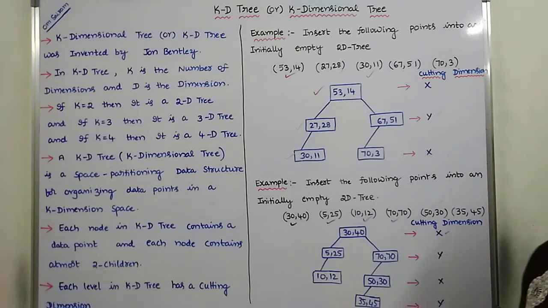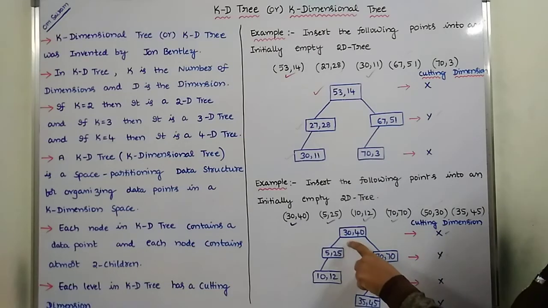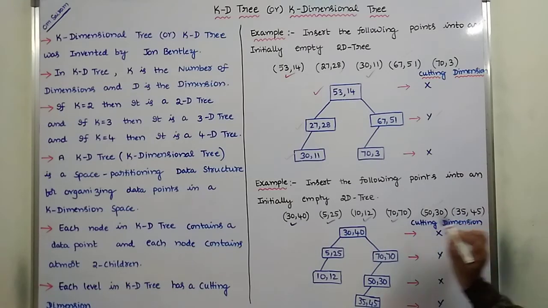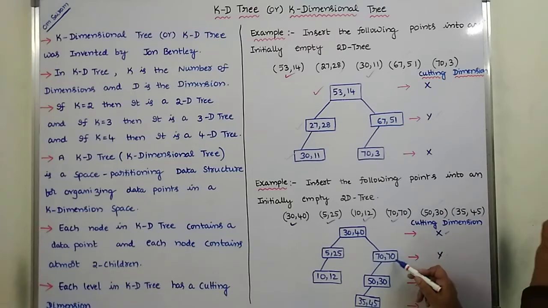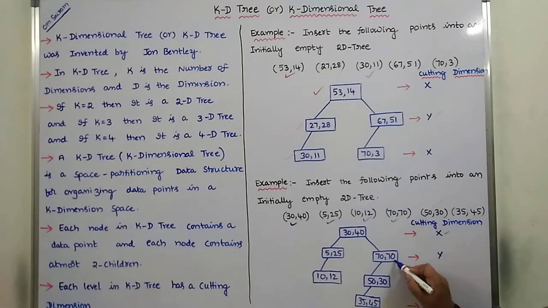So next (35, 45). (35, 45) is compared with the root node, which contains the data point (30, 40). Here the corresponding cutting dimension is x. 35 is compared with 30. 35 is greater, so go to the right subtree. In the right subtree, one node is there, which contains the data point (70, 70). Now the (35, 45) data point is compared with the (70, 70) data point in that node. Here we are considering the y dimension. Here 45 is the y coordinate, and here 70 is the y coordinate. So 45 is compared with 70. 45 is less than 70, so go to the left subtree. Here the left subtree contains the node (50, 30).